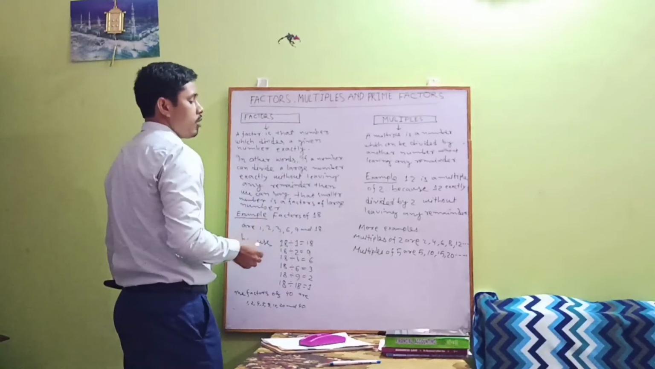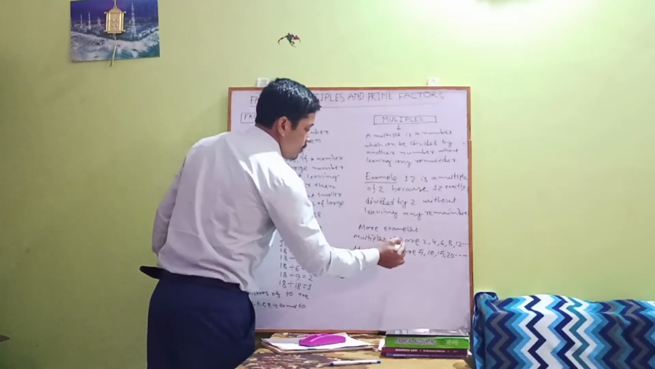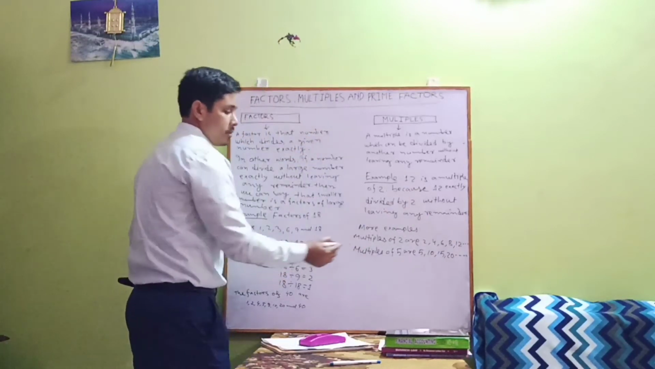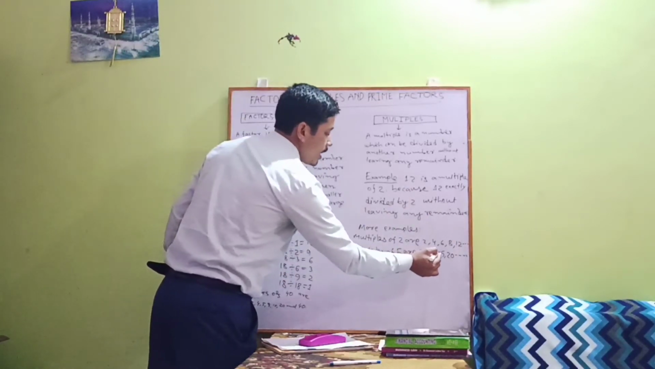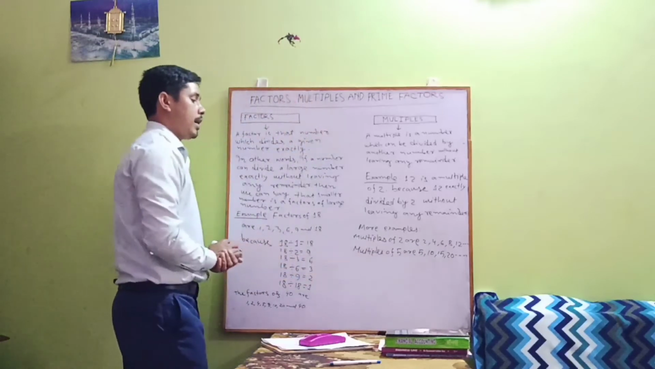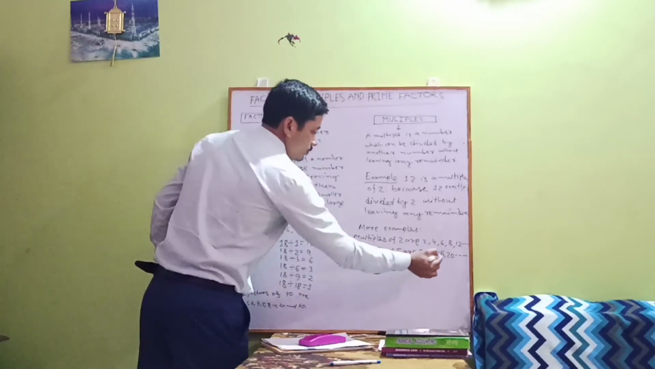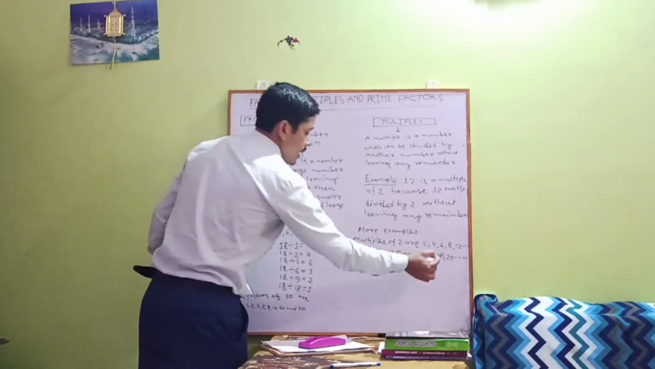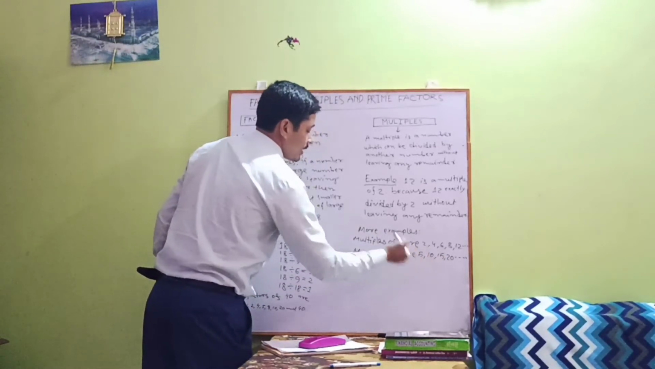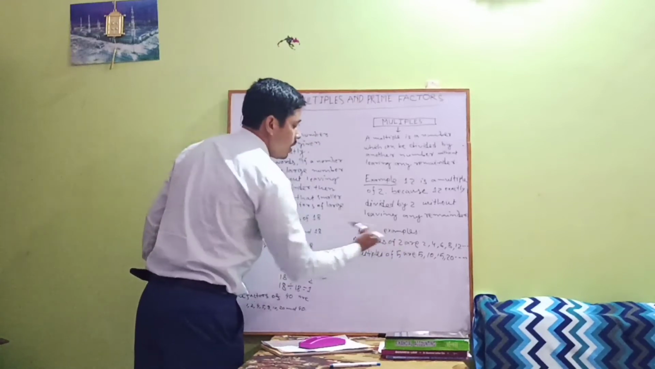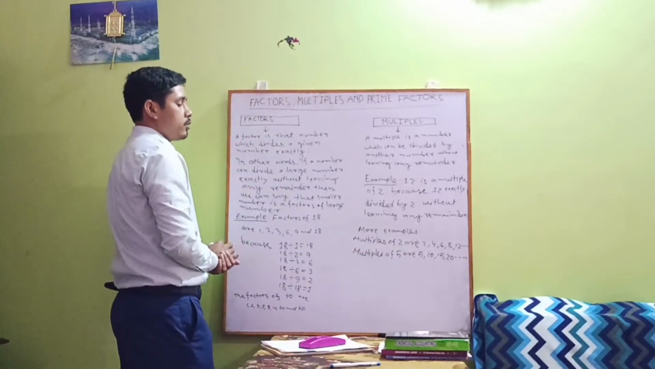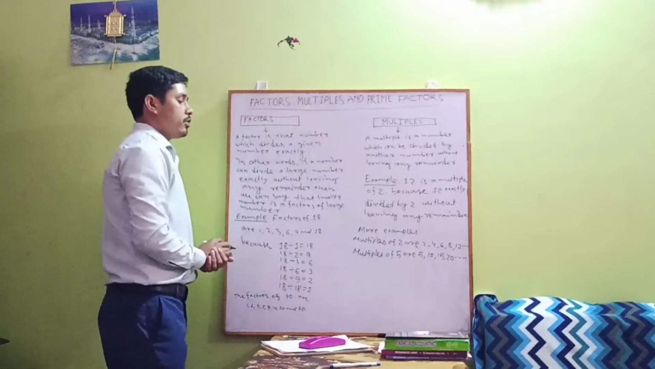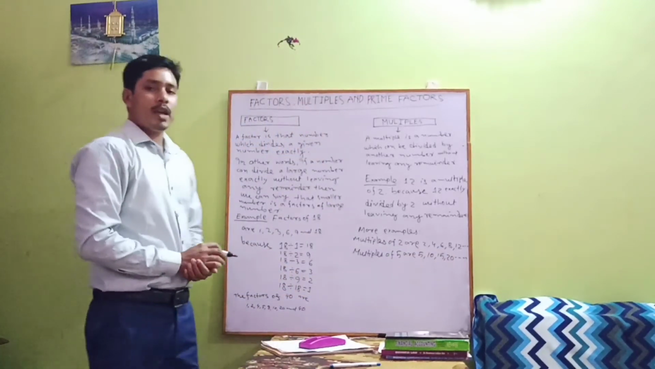Like this, more examples: multiples of 2 are 2, 4, 6, 8, 12. Multiples of 5 are 5, 10, 15, 20, etc. Because 20 is exactly divided by 5, 15 is exactly divided by 5, 10 is exactly divided by 5, and 5 is also exactly divided by 5. That's why 5, 10, 15, 20 are multiples of 5.